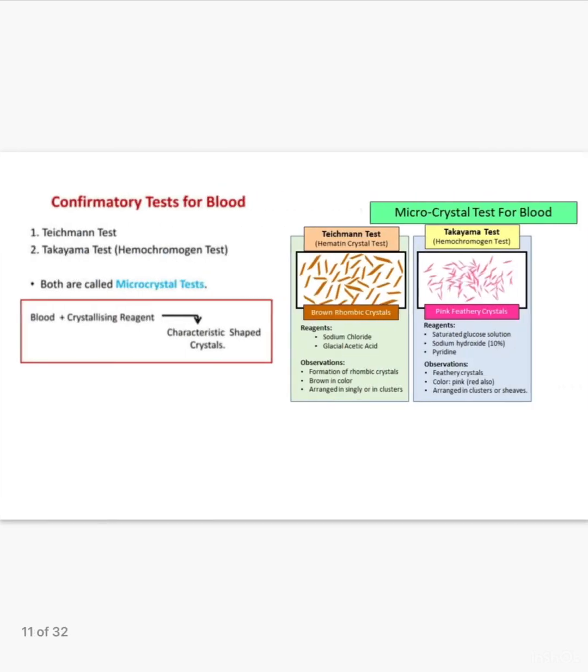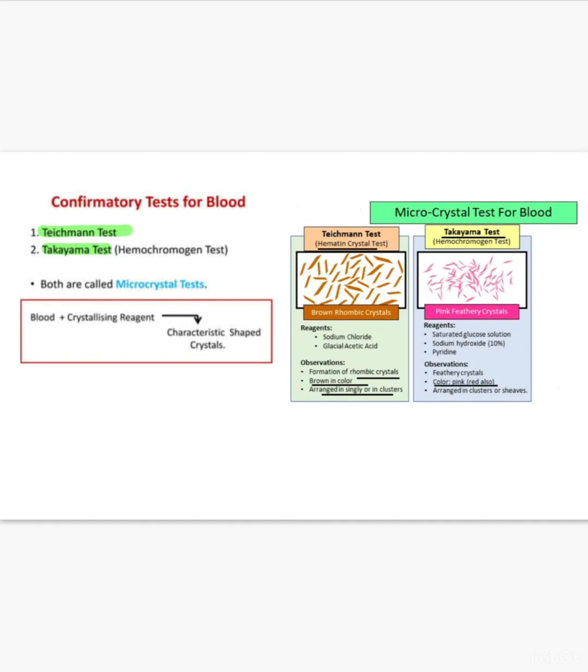Now when we are doing the Christmas tree stain, we should not miss out two other important stains that may be tested upon. One is the Teichmann stain, another is the Takayama stain. The Teichmann stain is also known as the hematin crystal test. What do we see here? It is a brown colored cluster, that is brown colored rhombic crystal that you need to know. And the Takayama stain is your hemochromogen test. Here what do you see? The Takayama is basically your pink colored feathery crystal.